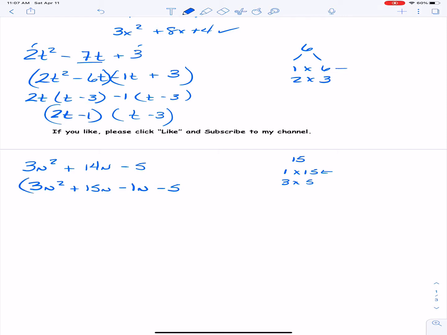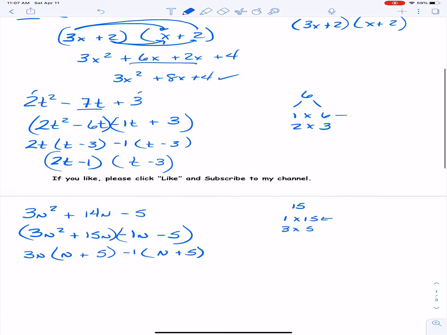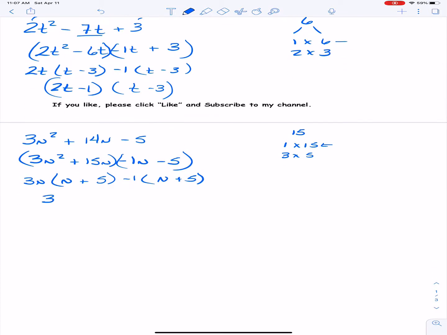So now I group, and now I factor. In 3n squared and 15n, we can take out a 3n. That's going to give me n plus 5. And over here, we know we've got that factor correctly. So we are going to just bring our n plus 5 over. And we know that we need to pull out a -1. Okay? And so now we can rewrite this as 3n minus 1 times n plus 5.